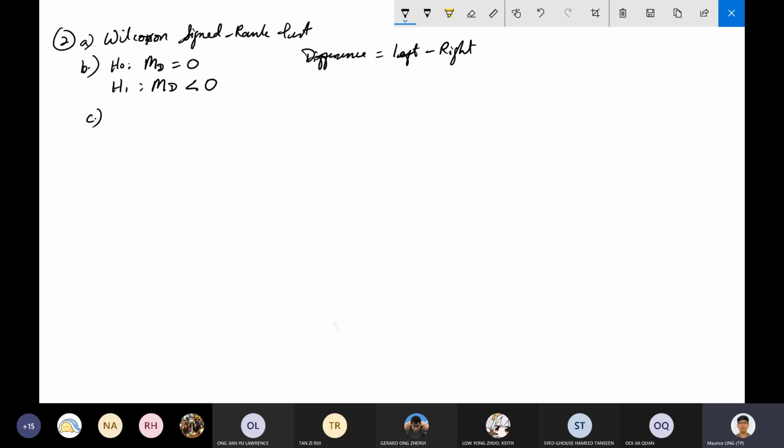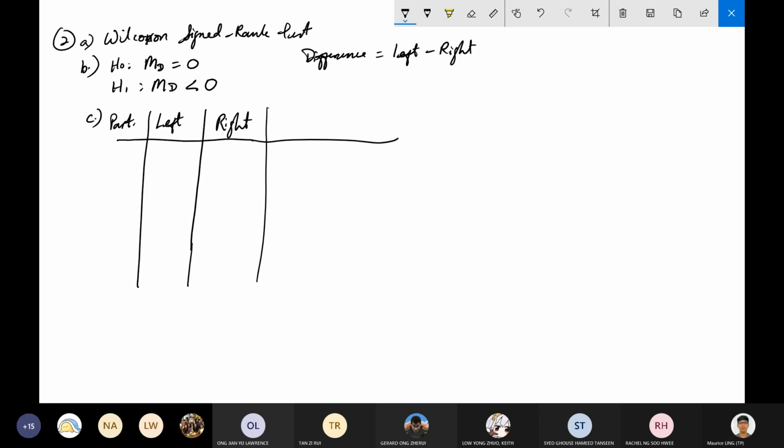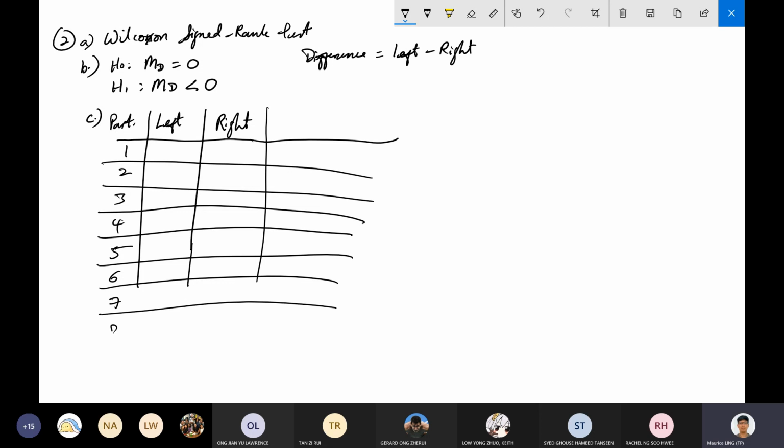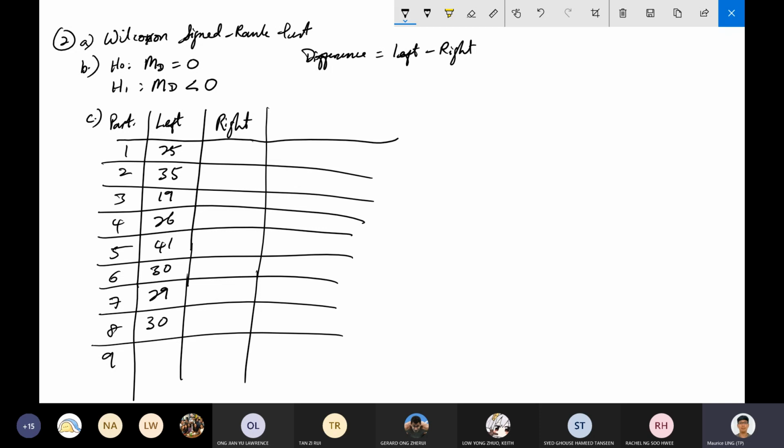For question C, this is how we do it. We draw the whole table. So we have participants, left, right. Participants 1, 2, up to 9. Here is 25, 35, 19, 26, 41, 30, 29, 30, and 15. Here is 31, 35, 21, 20, 40, 30, 37, 18, and 16.